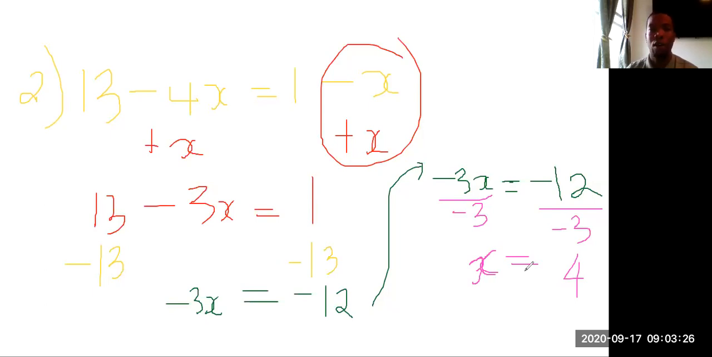That's it for how to solve a multiple step equation with variables on both sides. If you have any questions, let me know.